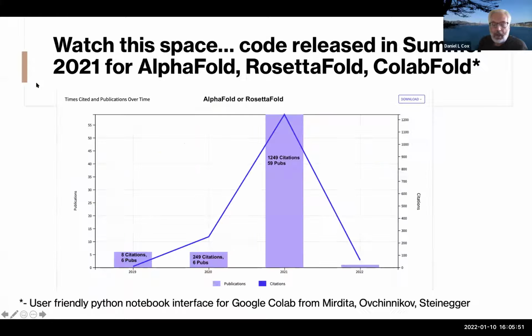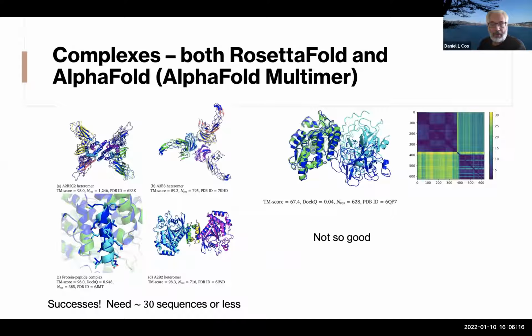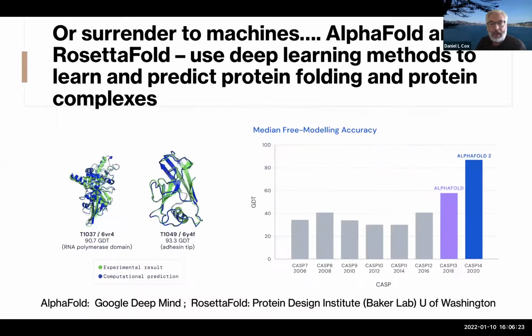You can also surrender to the machines. So, RosettaFold from David Baker's lab and AlphaFold from DeepMind have been released. Their codes have been released to the public in the summer of 2021, and there's been an explosion of publications resulting from this, with the assistance also of a user-friendly Python notebook interface called ColabFold that can be used on the Google Colab space. And AlphaFold can be used to predict the structure of proteins as well as the structure of complexes directly.